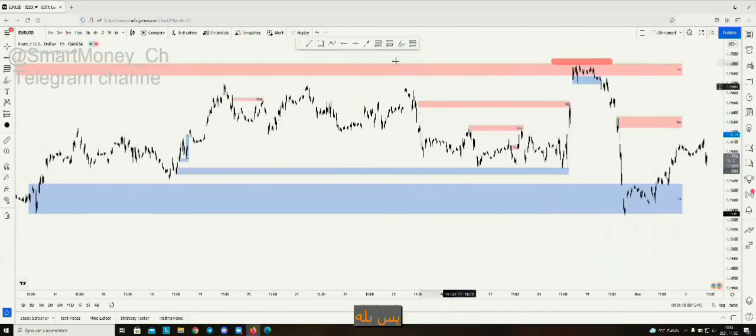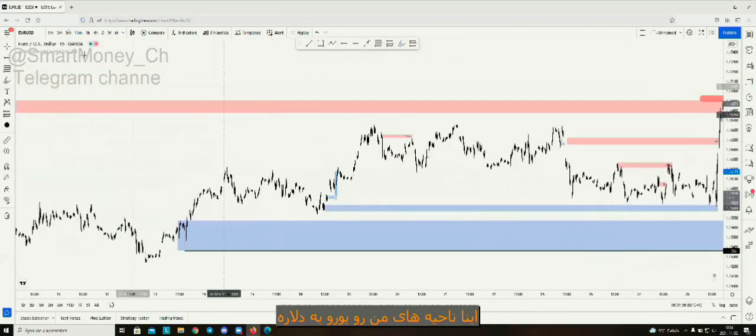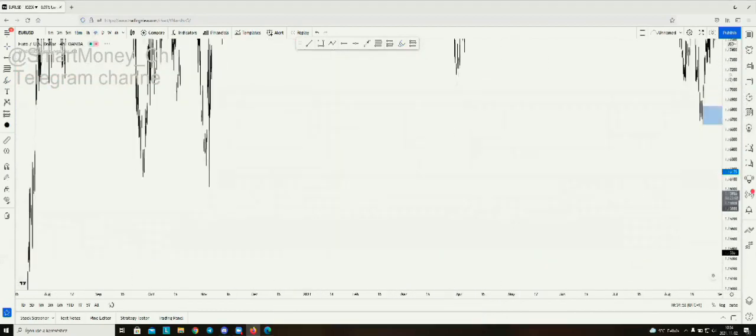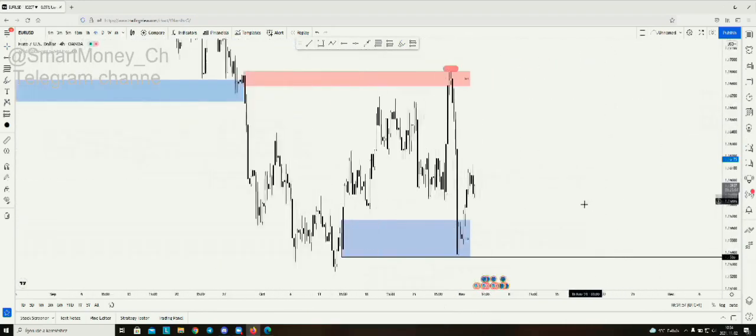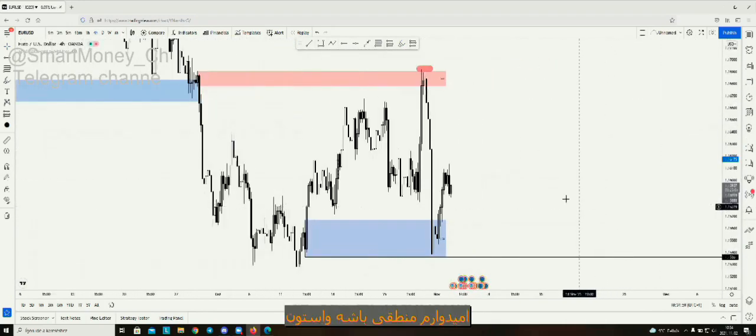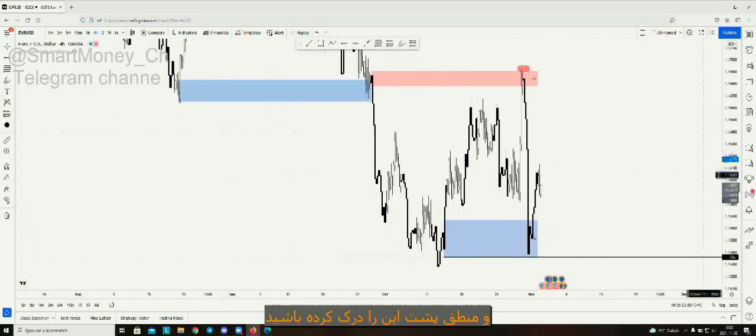So yeah, these are my thoughts on Euro USD about the price action, and I hope it makes sense for you and you understood the logic behind this.